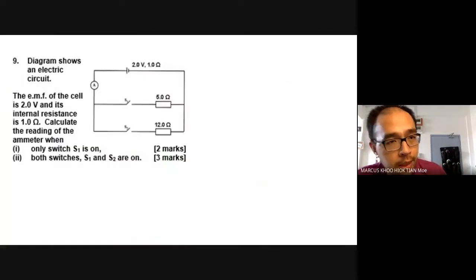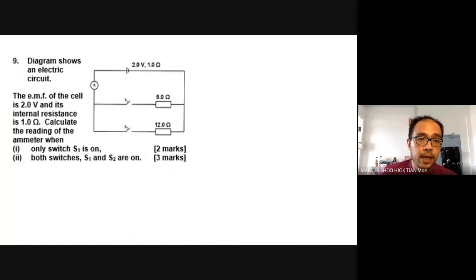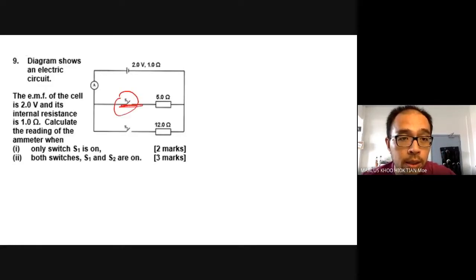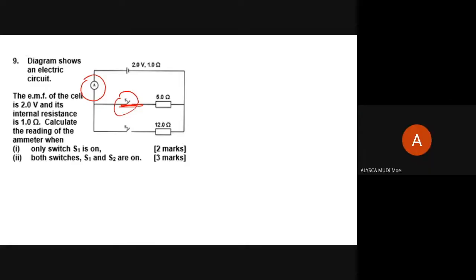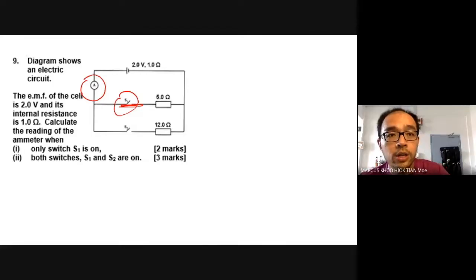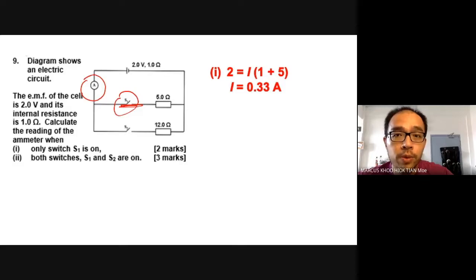All right, question number 9. Next person, the EMF of the cell, yada yada. Calculate the reading of the ammeter only when switch S1 is on. If this is on and this is off, calculate the reading of this ammeter. Eliska? 0.3A. Okay, 0.3A. Actually, the answer is 0.33. If possible, use 2 or 3 decimal places.